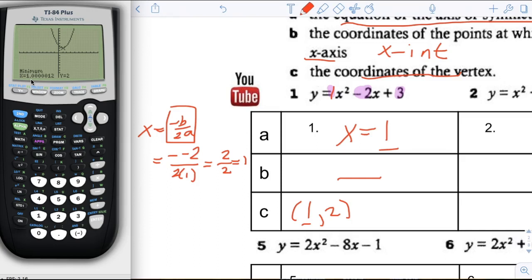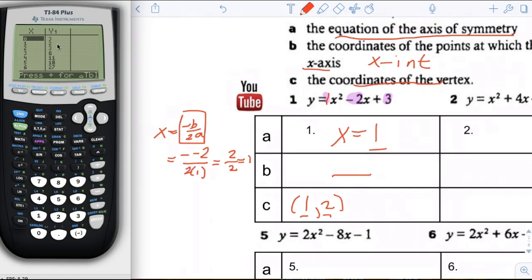Let's say that you did not use the calculator to find the vertex, and you want to find the y value of the vertex, which happens to be 2, by using the axis of symmetry value 1. So one of the things you could do is you could go to the y equals screen, and you type in your function again, and then you go to your table, and then you're going to say, okay, I know that the x value of the vertex is 1. So if I find the x equals 1 position in the table, I know that the y value that corresponds to it, y equals 2, is also the y value of the vertex. So that's a way of finding the vertex also. Okay? All right, let's go to number 2.